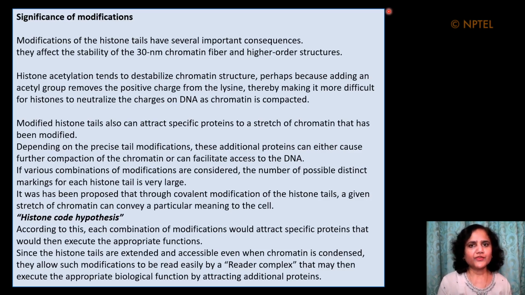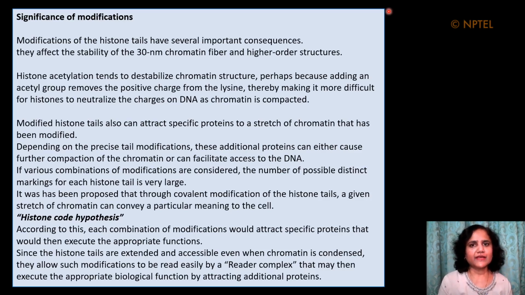So it was proposed that through covalent modification of the histone tails, a given stretch of chromatin could convey a particular meaning or a message to the cell. And this was referred to as the histone code hypothesis. According to this hypothesis, each combination of modifications on the histones would attract specific proteins that could then execute the appropriate functions.